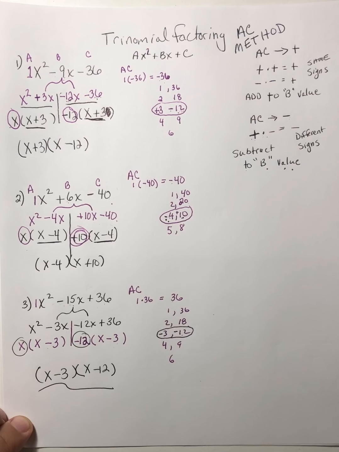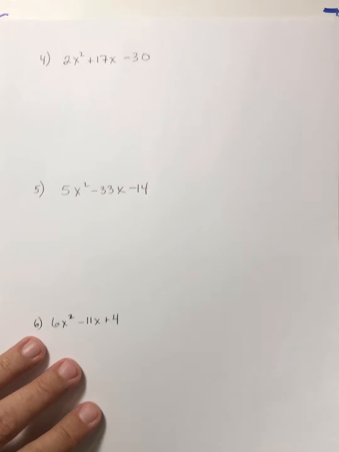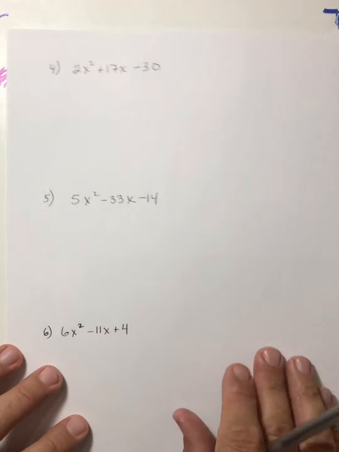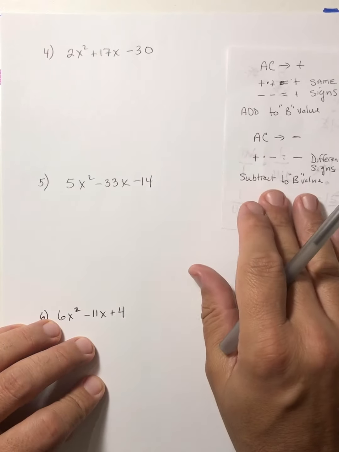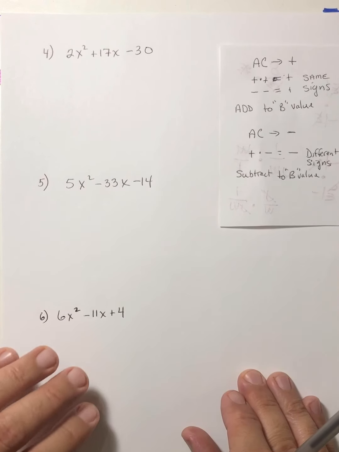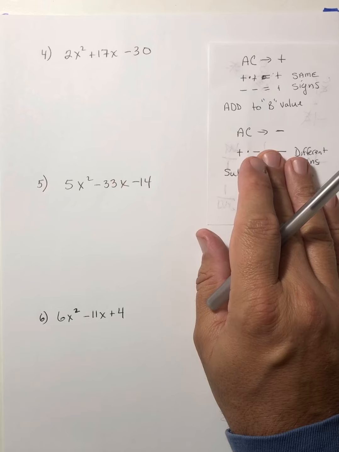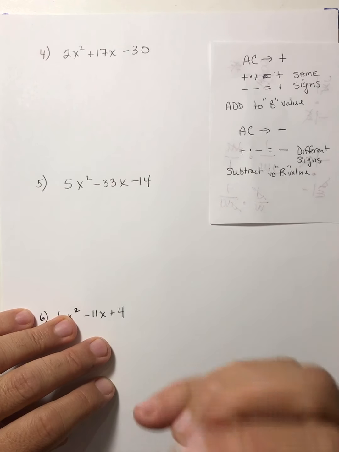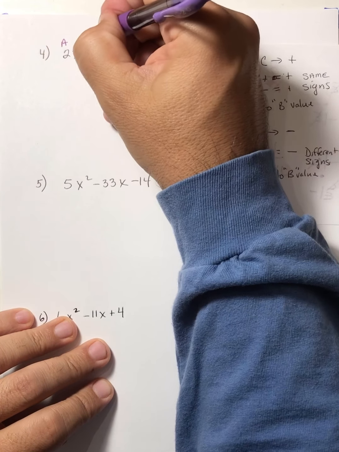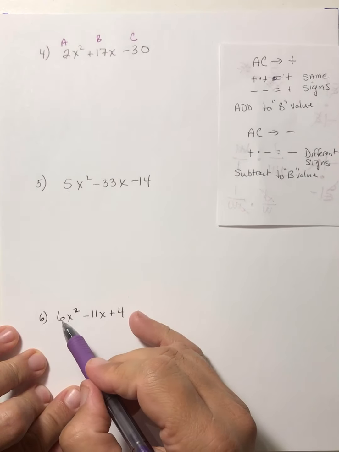We're going to do some more AC now when we don't have a 1 in front. All right. Here we go. Here's my next round. And what I did is I wrote down those rules, the A times C being positive and negative and stuff like that, so we can have it on our paper. All right, first one, number 4. Here's your A, B, C. Now they get a little bit harder because we have numbers in front of the x squared.